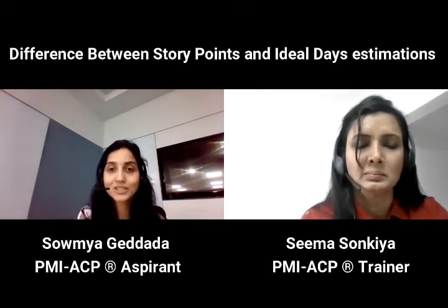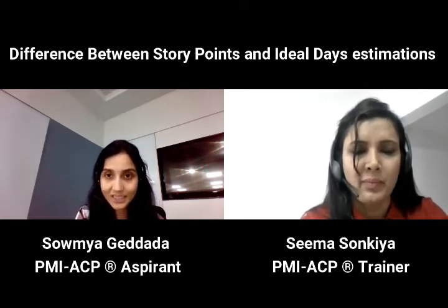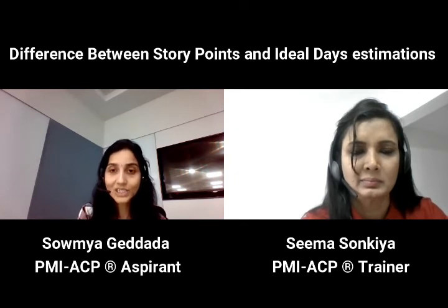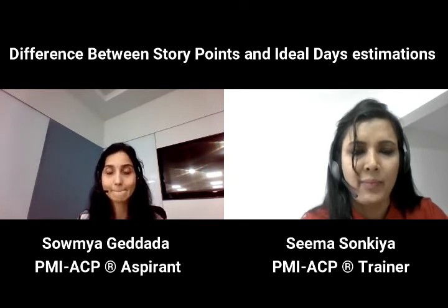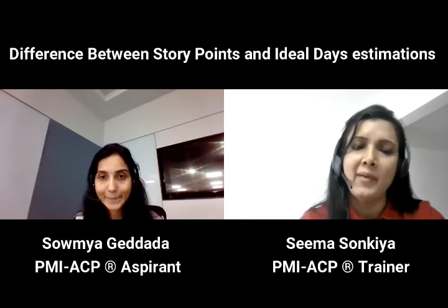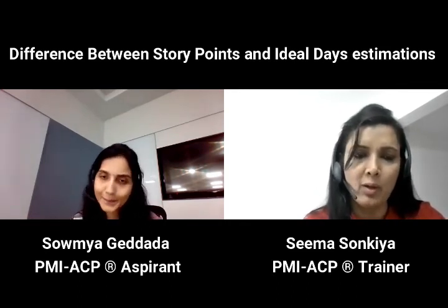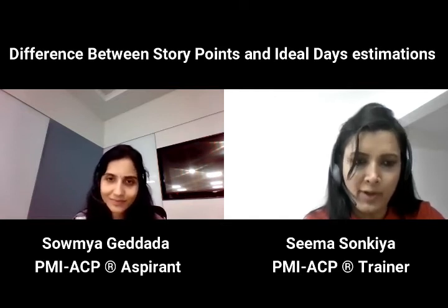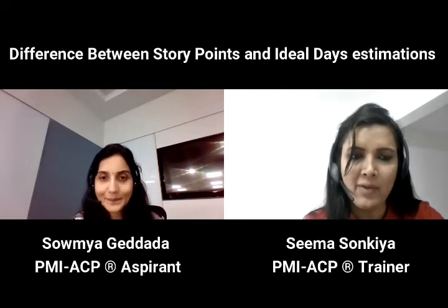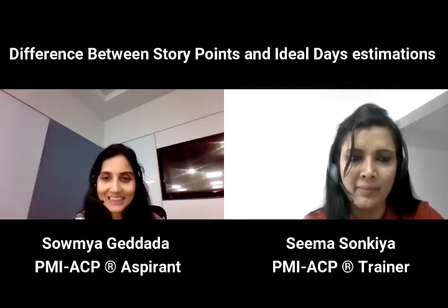Do I need to do the sizing first, then go for efforts, and then go for a duration? Is this a sequence of steps, or can I directly jump from effort to the duration? We already have estimation in size at the product backlog level, right? Now we are moving to the iteration level. Here we have some clarity. Here is some difference.